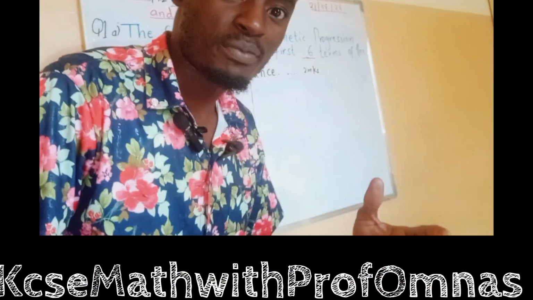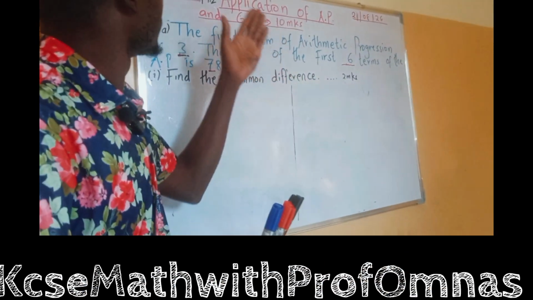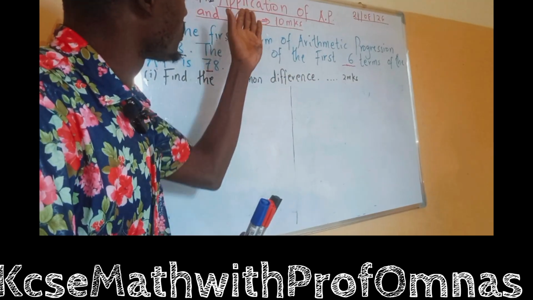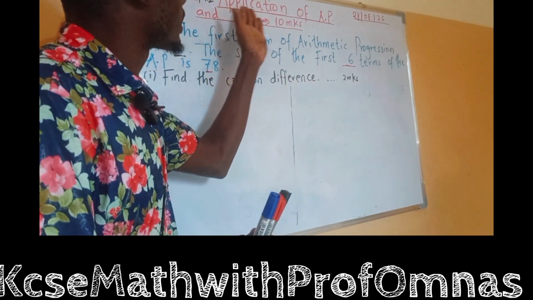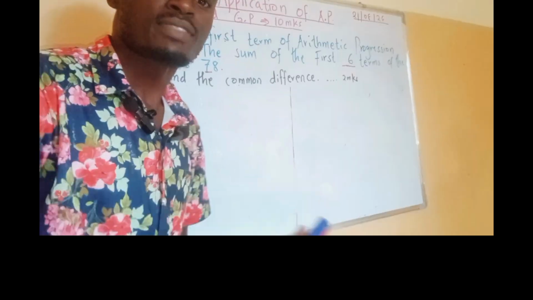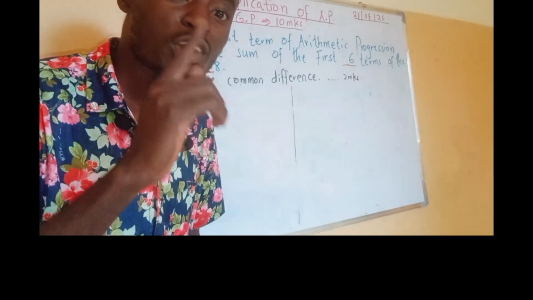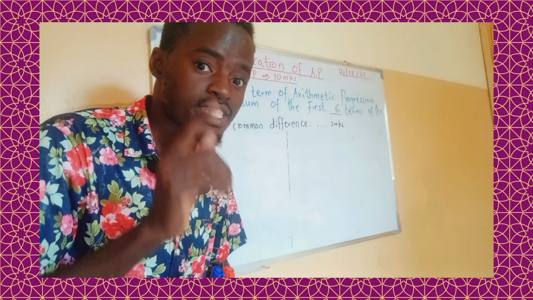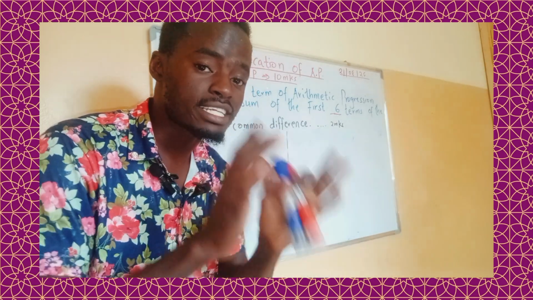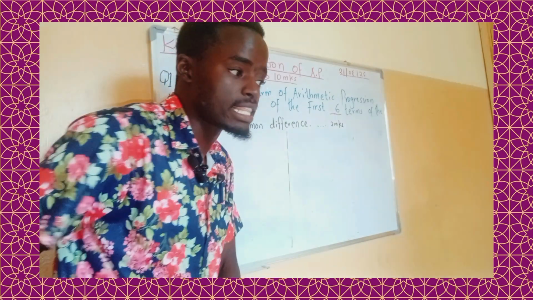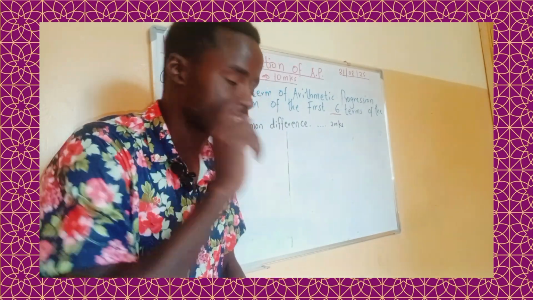In today's lesson, I'm going to take you through KCSE questions. The topic that we're going to go ahead with is application of arithmetic progression and geometric progression. This topic is very common in KCSE and it usually carries 10 to 12 marks. So stay with me. I'm going to give you the tips on how to master it and get your 10 marks in the pocket very easily.